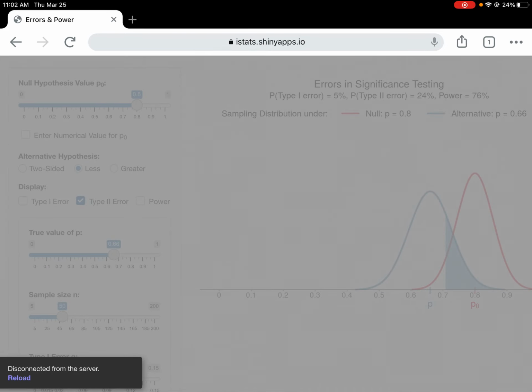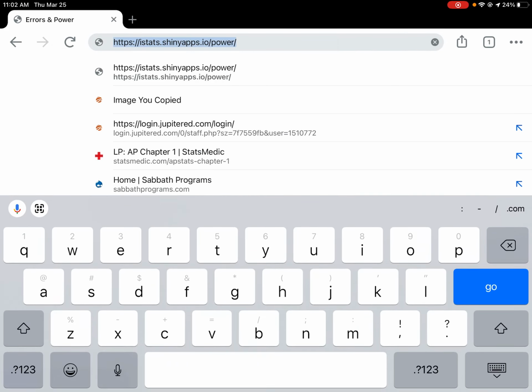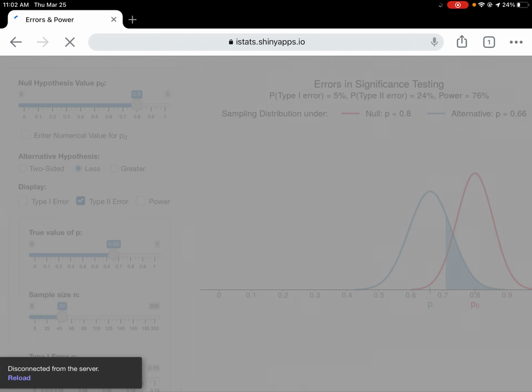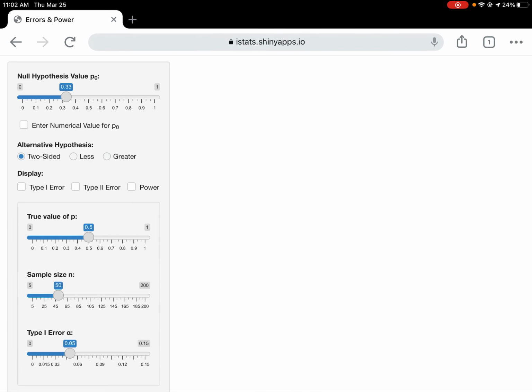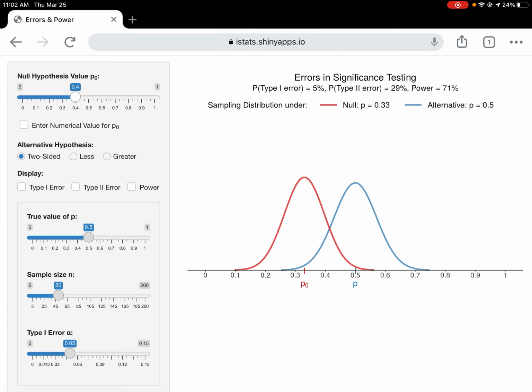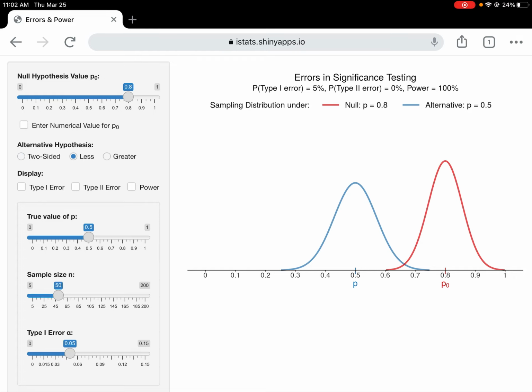All right. Oh, see, that's what I was saying. Every time I log out and go back in, it disconnects and I have to redo it again. So we'll answer all the questions all at once so that we don't have to.